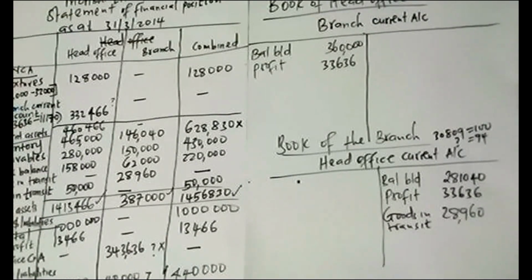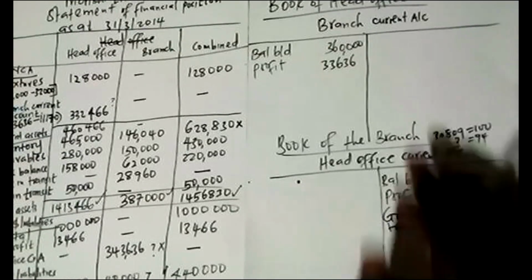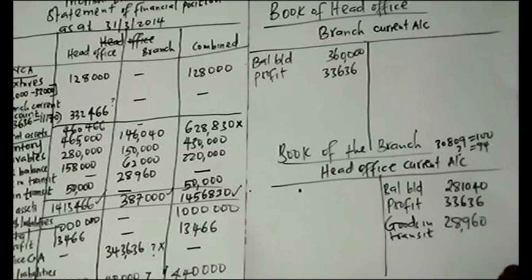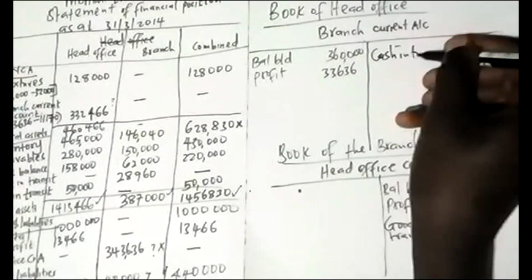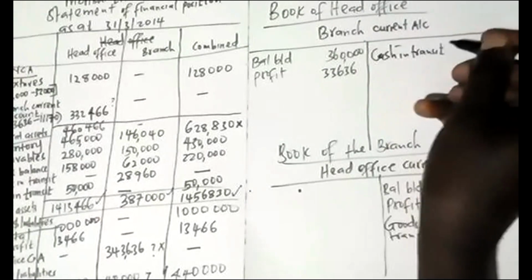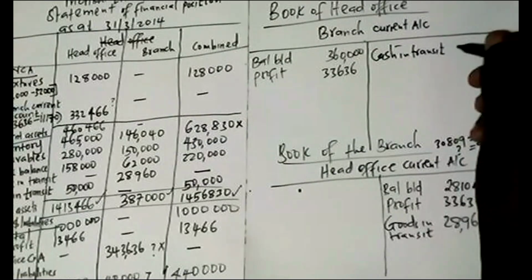Remember that this cash was going to the head office. So the head office would debit cash, then credit the current account, and we know that the head office maintains the branch current account. So cash in transit would be credited, then debit cash. It was 50,000.